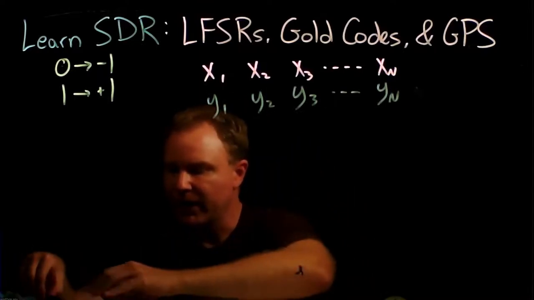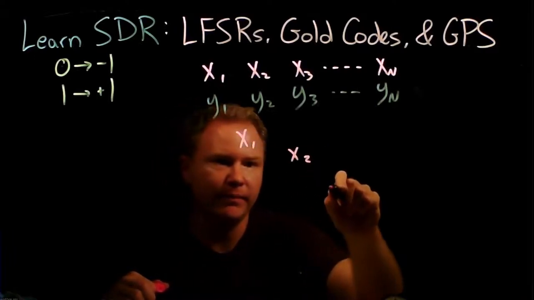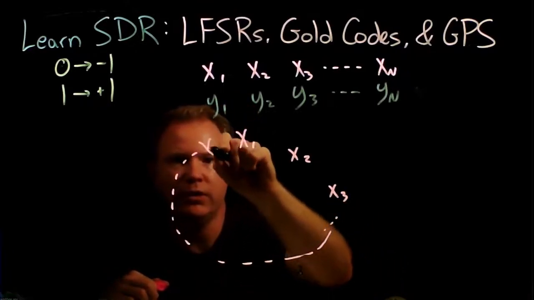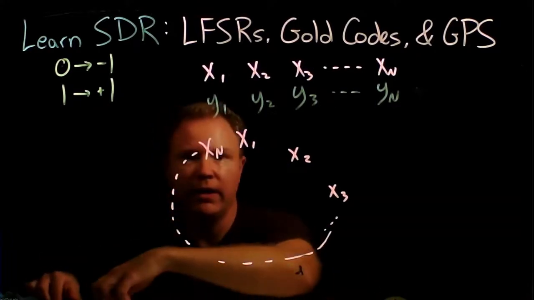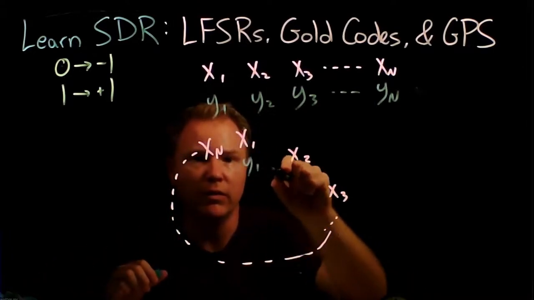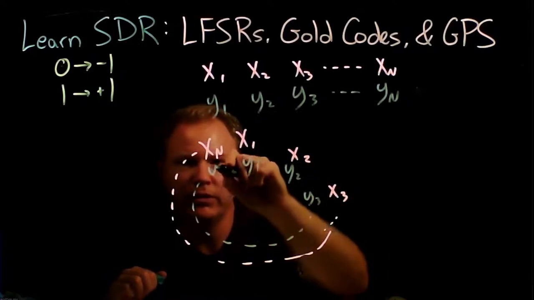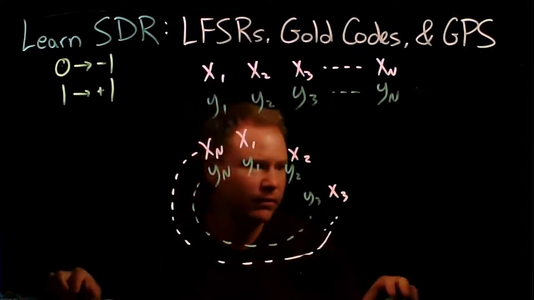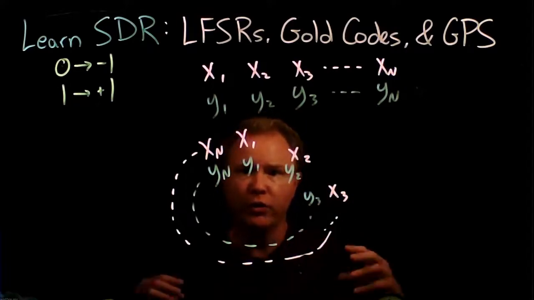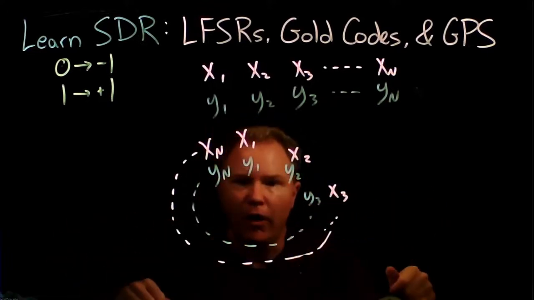Let me just write, how would we arrange these in a circle? I'm just going to arrange them x1, x2, x3, all the way around a circle to xn. And I'm going to arrange these, y1, y2, y3, all the way around the circle to yn. Once we have these arranged like this, what does a correlation do? Well, a correlation would take each individual pair and multiply it together and then add up all the products.